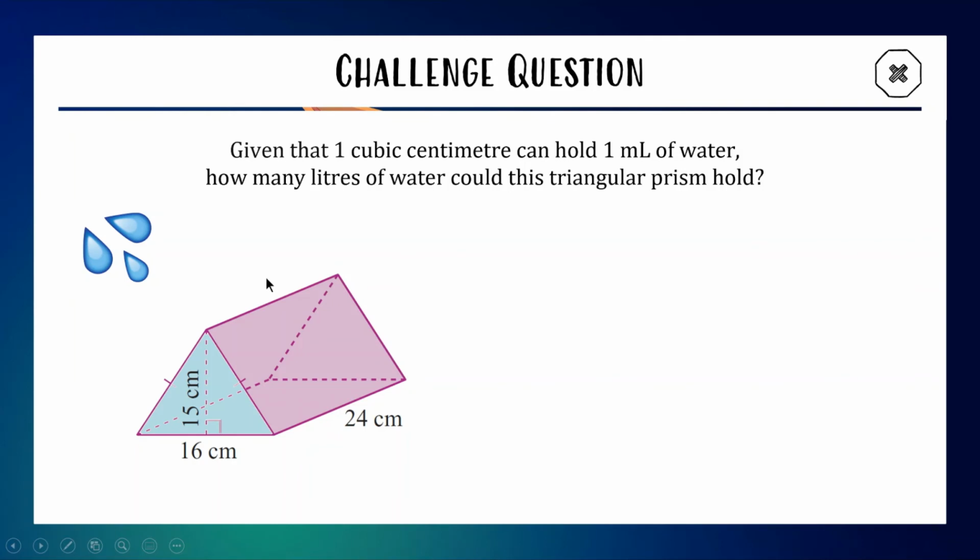So for this question, you want to be able to find your volume to then turn your volume into what's called a capacity, which is liquid units rather than cubic units. If you're feeling brave, you can pause and have a go, or if you just want to watch me do it, that's all good.